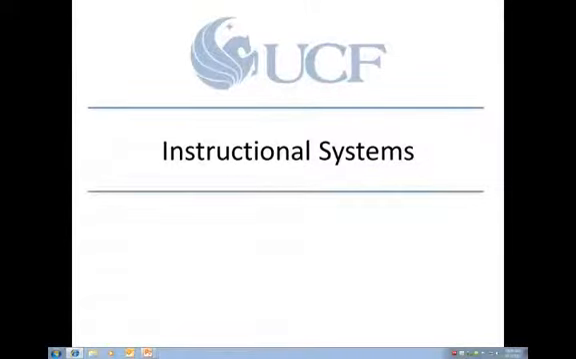Now let's look at instructional systems. And an instructional system is everything that makes up an instructional environment.